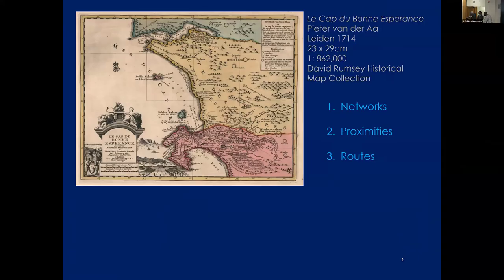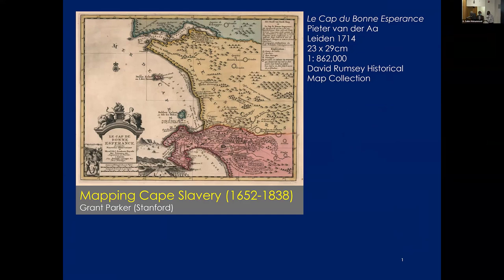His books include The Making of Roman India and The Agony of a Tsar, a Former Slave's Defense of Slavery. His current research projects focus on memorialization and public history in both Rome and South Africa. His talk is titled Mapping Cape Slavery, 1652 to 1838.